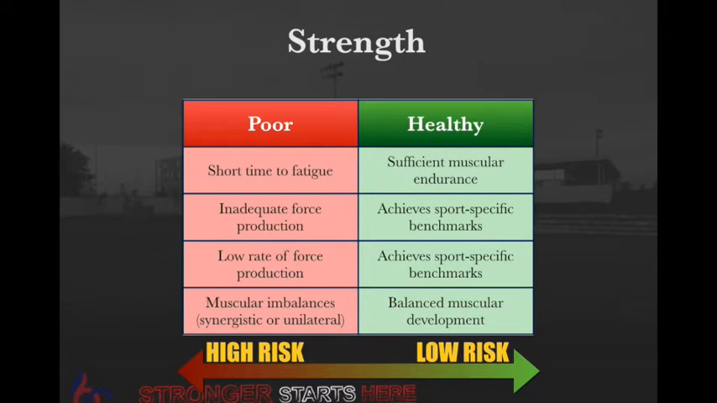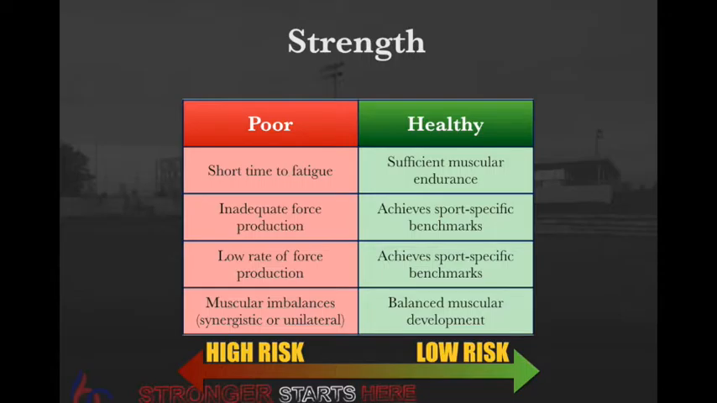Lastly, when we look at strength, we want to recognize that poor strength shows a really short amount of time to fatigue, inadequate force production for the task at hand, a low rate of force production. So now we're talking about low power and recruitment. And lastly, muscular imbalances that can be either synergistic or unilateral.